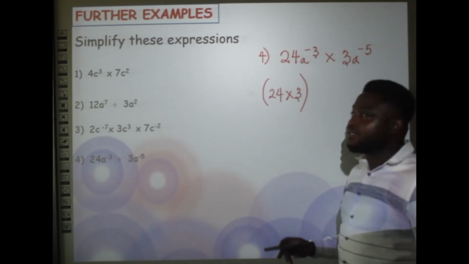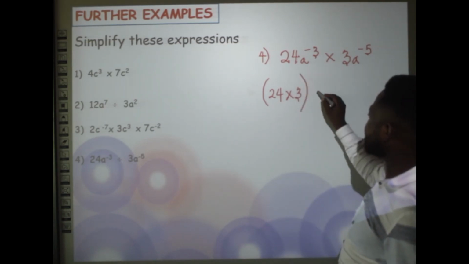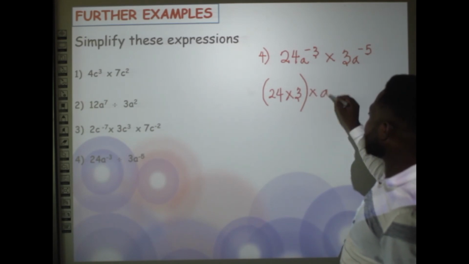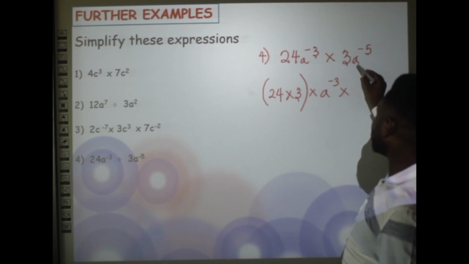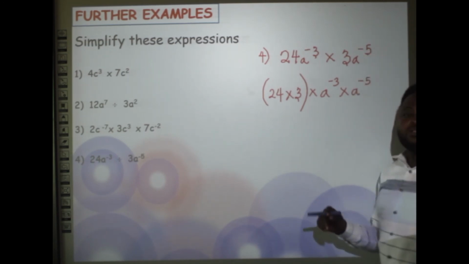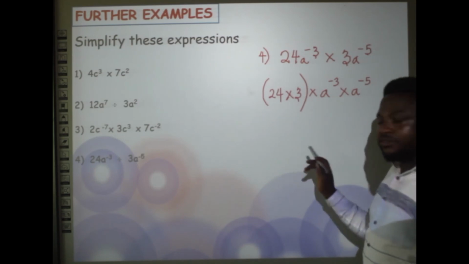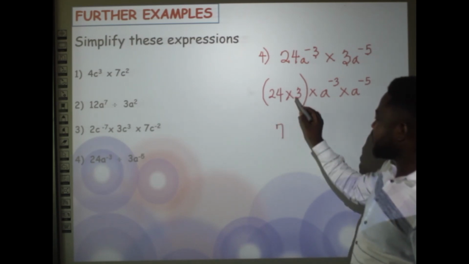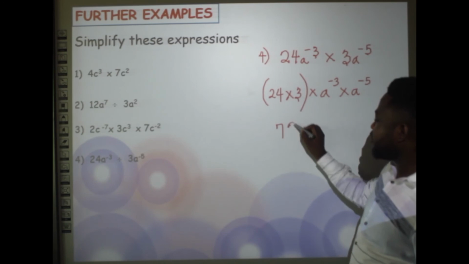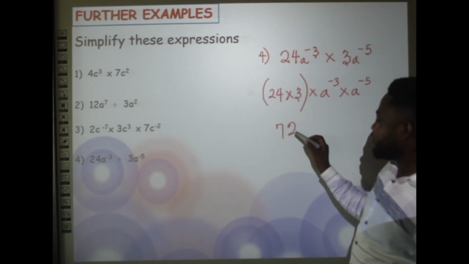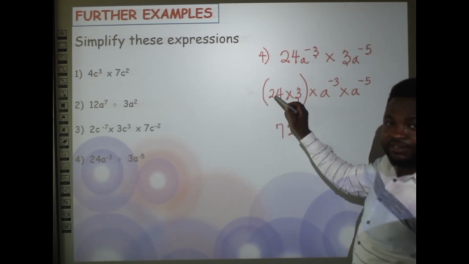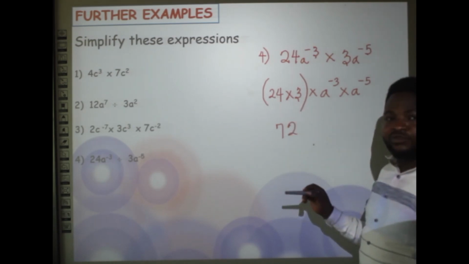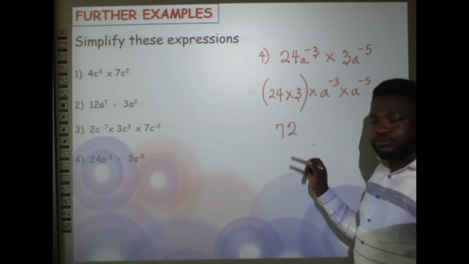24 times 3. Then now combine the indices. So this will be multiplied by a raised to power minus 3 times a raised to power minus 5. 24 times 3 will give us 72, because 3 times 4 is 12. You write 2, carry 1. 3 times 2 is 6. 6 plus 1 will give you 7. 24 times 3 will give you 72.